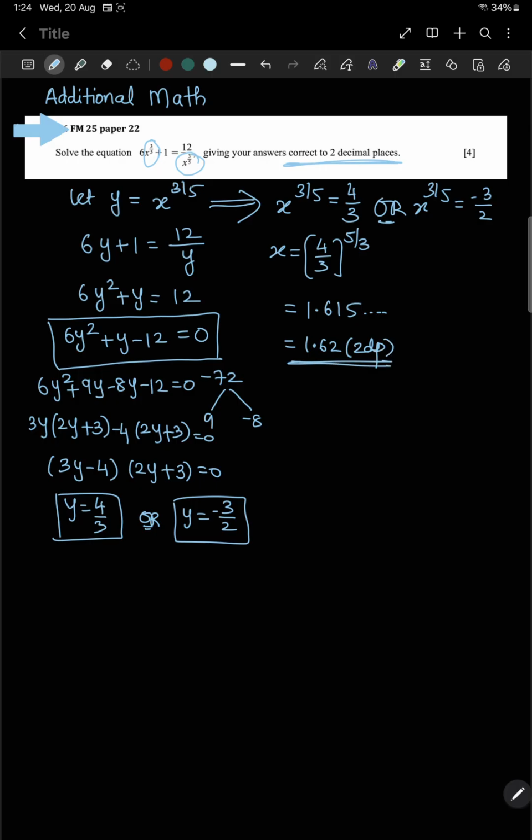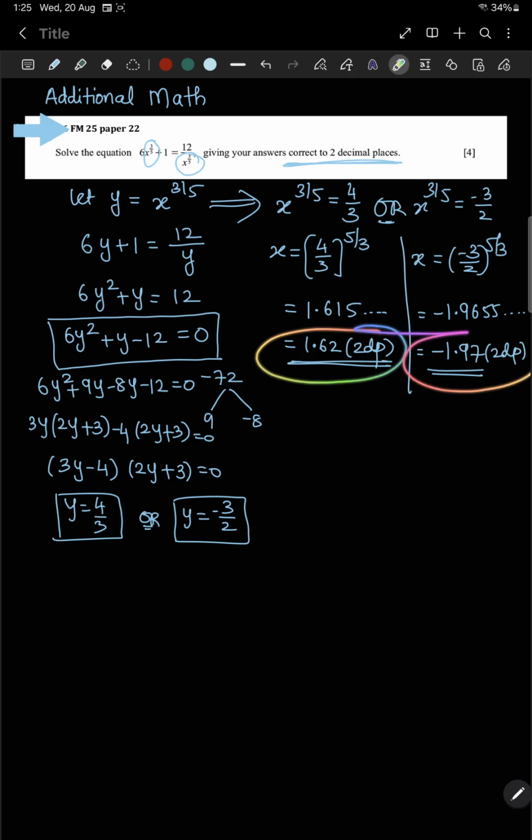This is one of the answers. The other one that I get when I put minus 3/2 power 5/3 into the calculator gives me minus 1.9655 and so on. Rounding this up, I am going to get minus 1.97. That is correct to 2 decimal places. So these are the two possible answers for the type of question that we have got here.